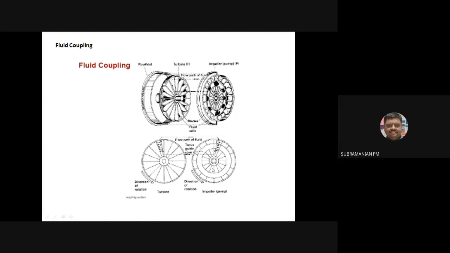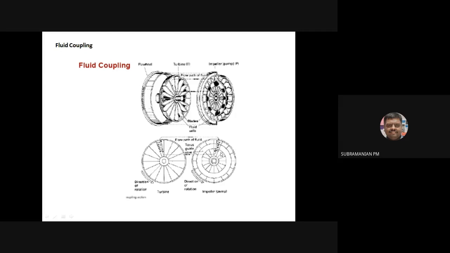You can see the fluid particle at the center, due to centrifugal force and due to kinetic energy. Centrifugal force is due to rotation, and it is rotating at a speed, so some motion is there. So we have kinetic energy. Due to these two, kinetic energy and centrifugal force, the fluid particle moves outward, from small r to capital R. So r varies from this point to a maximum here. At this point centrifugal force will be maximum, so the fluid goes and strikes the blades of the turbine.